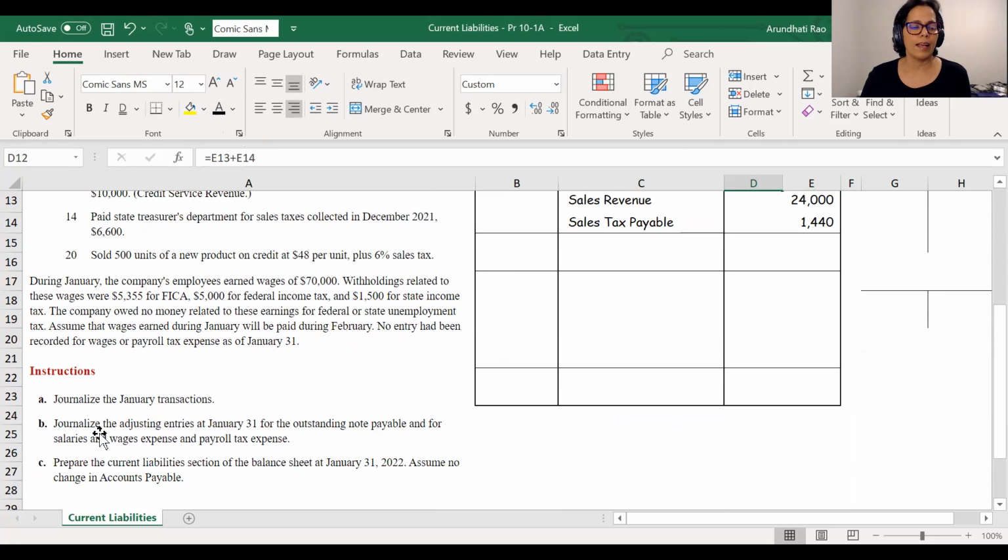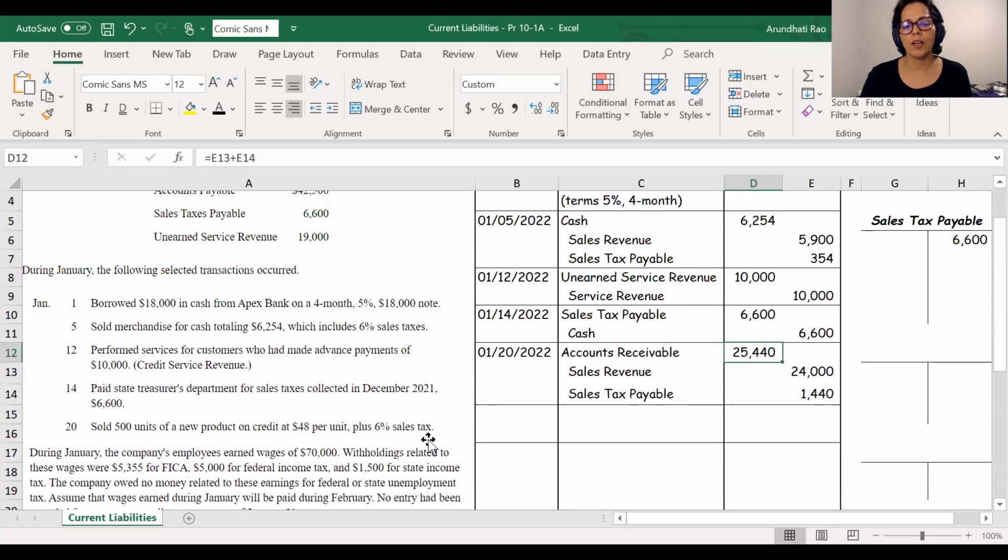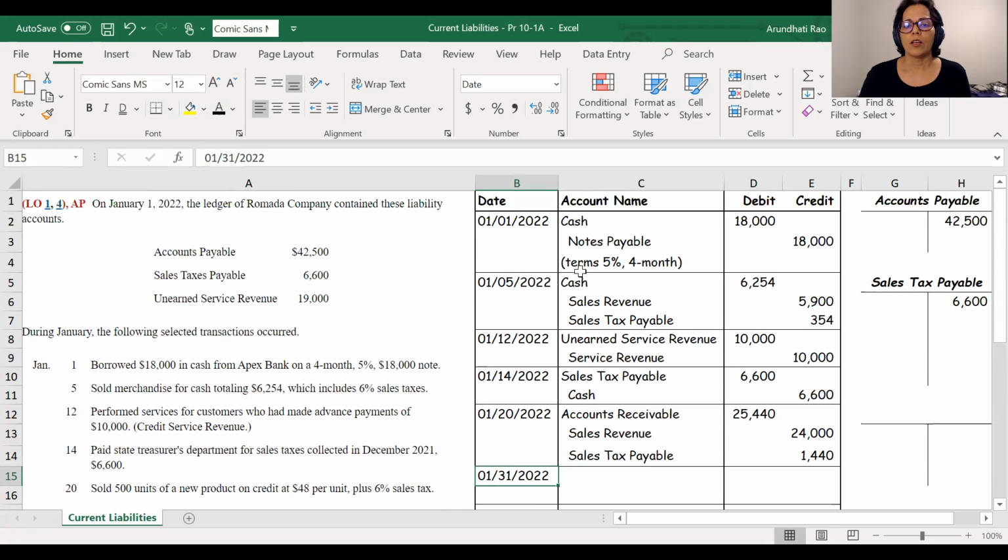We've done that. Then they've asked us to do the adjusting entries at January 31st for the outstanding note payable and for the salaries and wages expense and payroll taxes. So there are 3 journal entries we need to do. Let's first start with the note payable. The note where we had borrowed $18,000 is due in 4 months, so it's not due right now. However, I need to accrue interest on the note.